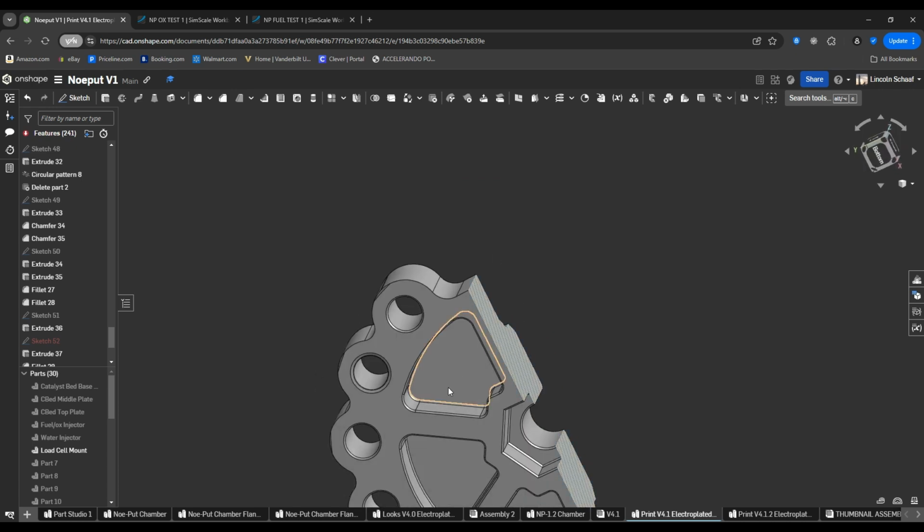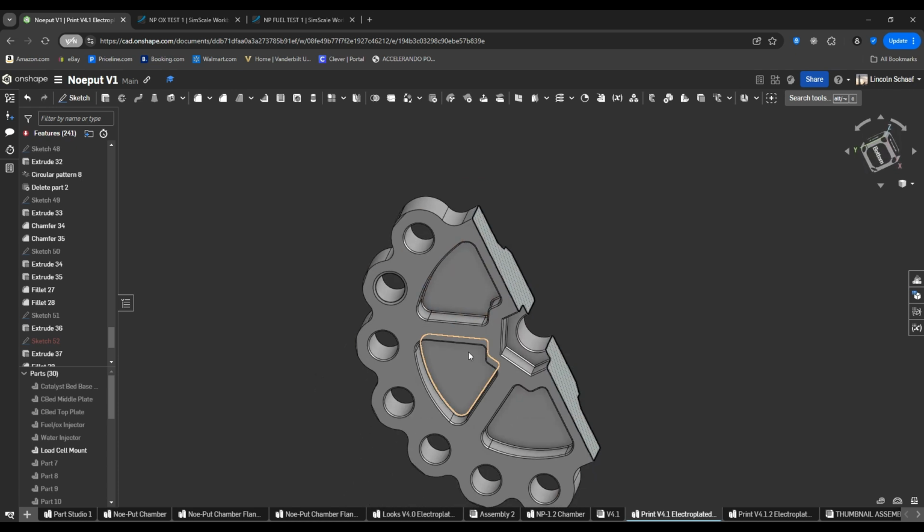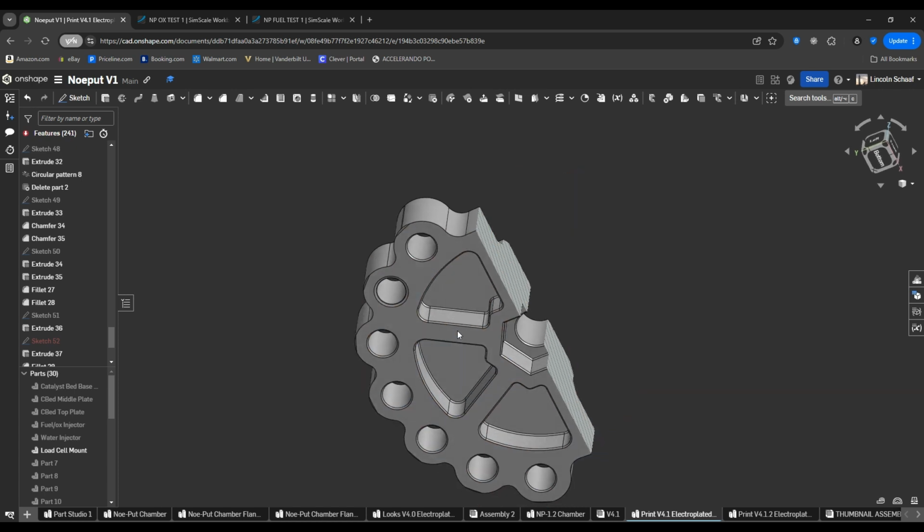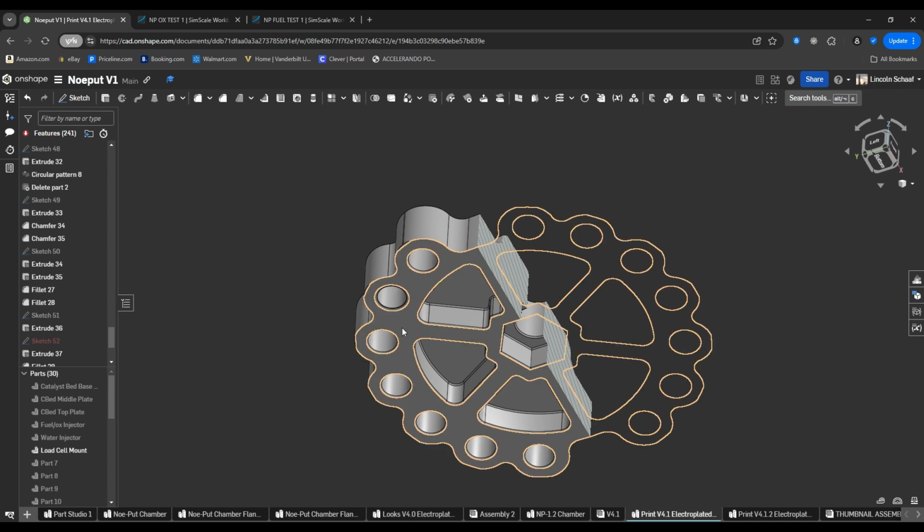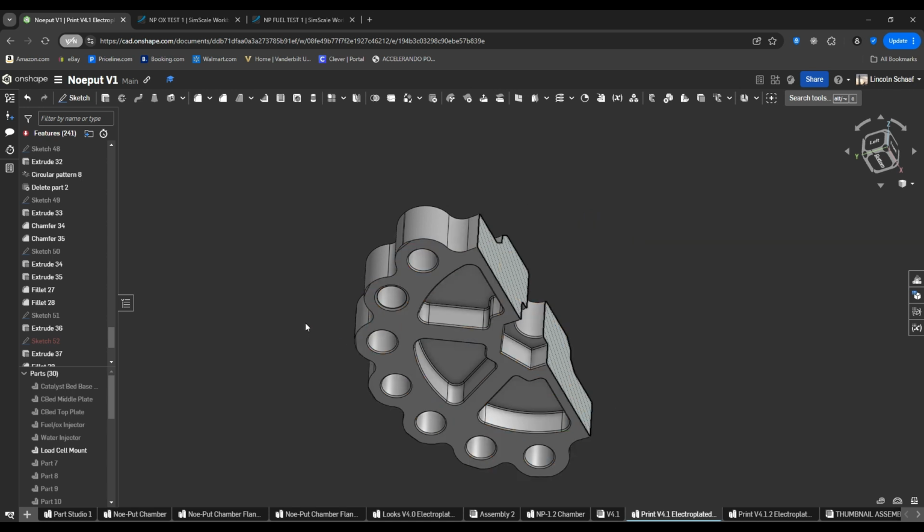If we take a look at just the load cell mounting plate, we can see that it has these holes cut out of it. This is to reduce weight and mainly material, because the more material we use, the more expensive this part will be, and the less efficient our engine will be as a whole.